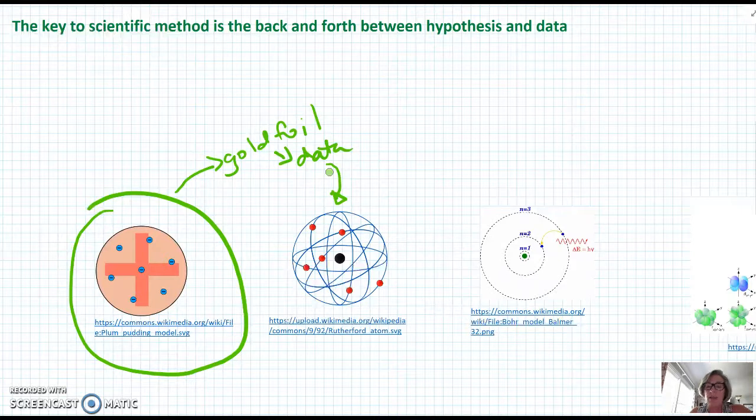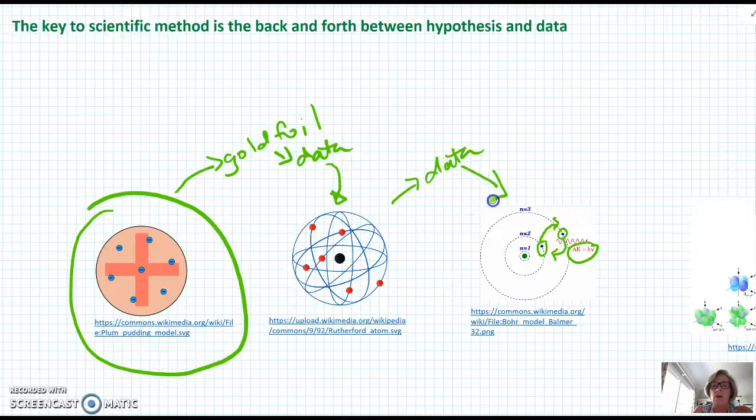This model held for a long time until along came Niels Bohr, who was looking to explain how electrons behave when they absorb energy and then release that energy back again, and they release light. And the only way he could explain that was if electrons were in discrete energy levels away from the nucleus, and when they absorbed energy, they moved up to a higher energy level, and then when they came back down to their original energy level, they released that energy as light. And so that new data of how electrons can absorb and release energy led to the new model, or the Bohr model of the atom.